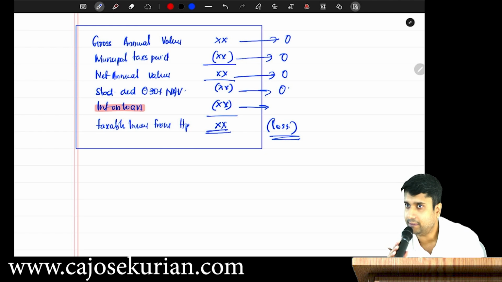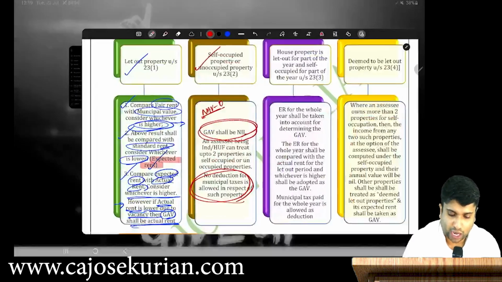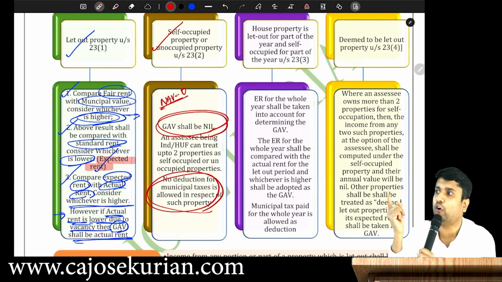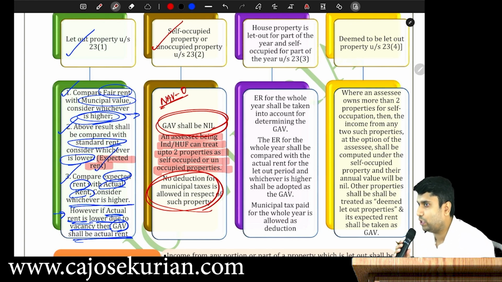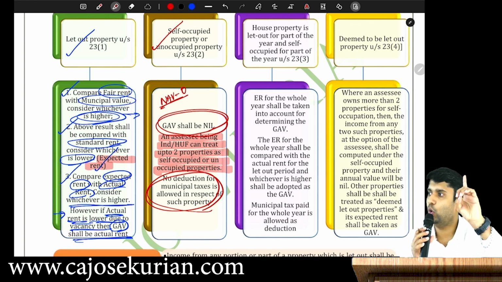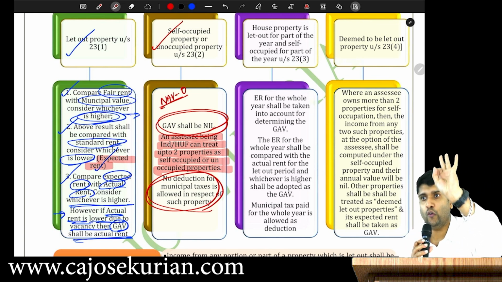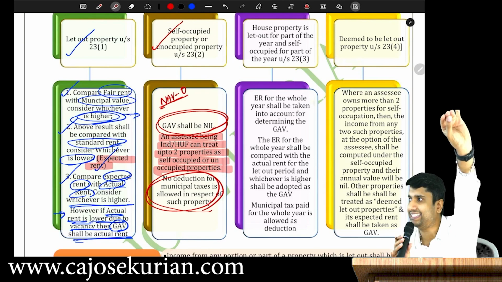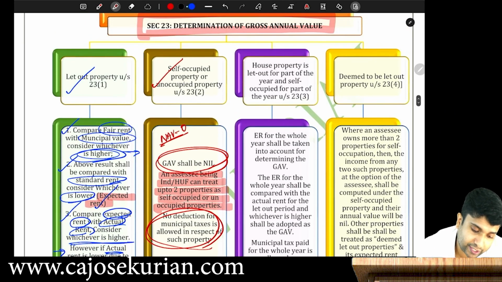Is that point clear? And friends, a person can show up to 2 houses as self-occupied houses. If you have more than one house, then an assessee, being an individual, can treat up to 2 properties as self-occupied or unoccupied properties. Are you with me? What if I have 3 properties? Any 2 at my choice will be self-occupied, and the third will be deemed let out property, and that's what we are about to discuss next.